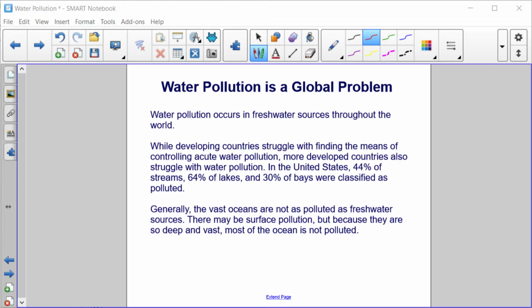Generally, the vast oceans are not as polluted as freshwater sources. There may be surface pollution, but because they are so deep and vast, most of the ocean is not polluted.